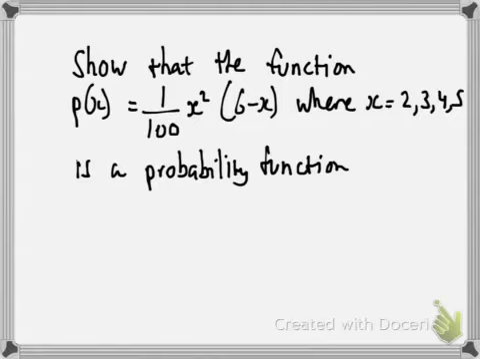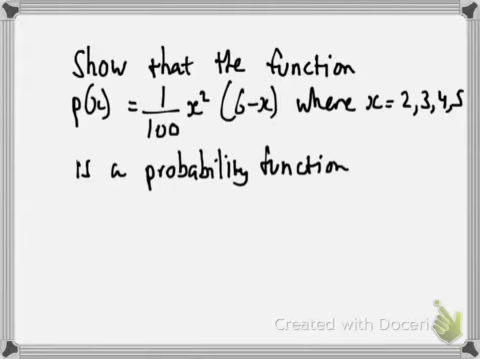Last question. Looks ugly, but not too bad once we get into it. Show that the function p of x equals 1 on 100 x squared times (6 minus x), where x equals 2, 3, 4, and 5, is a probability function. Alrighty. Now, what are the two criteria for a probability function? The probabilities must be between 0 and 1, and they must add up to 1. So if we fit both of those here, we've got a probability function. It looks ugly, so what do we do?